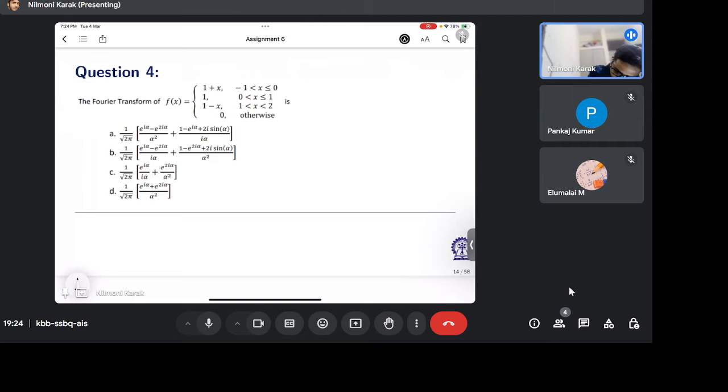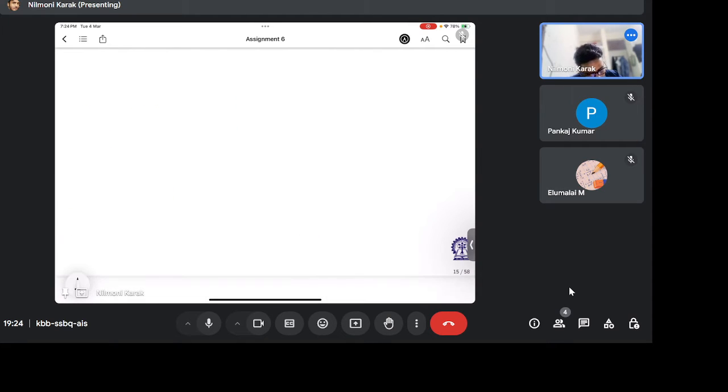Yes. This is the next problem. The function is simple. You have to integrate. Let me write the function: 1 plus x for minus 1 less than x less than or equal to 0, 1 for 0 less than x less than or equal to 1, 1 minus x for 1 less than x less than or equal to 2, and 0 otherwise.